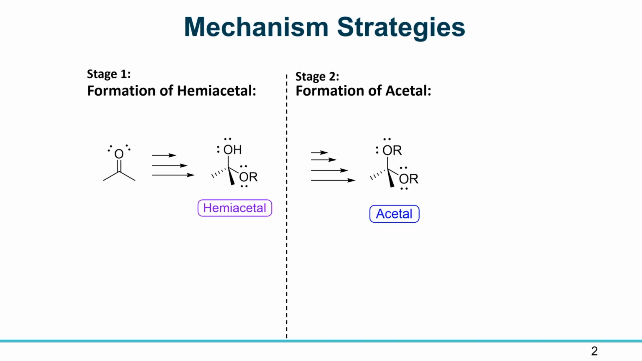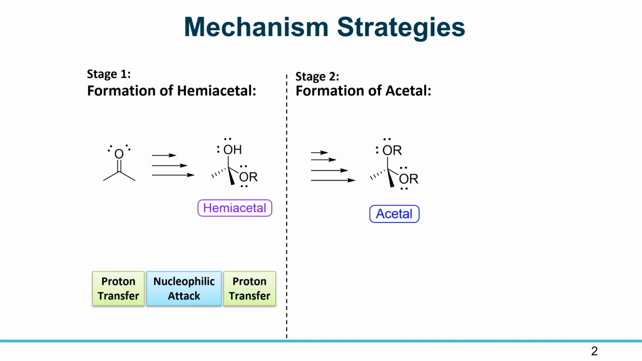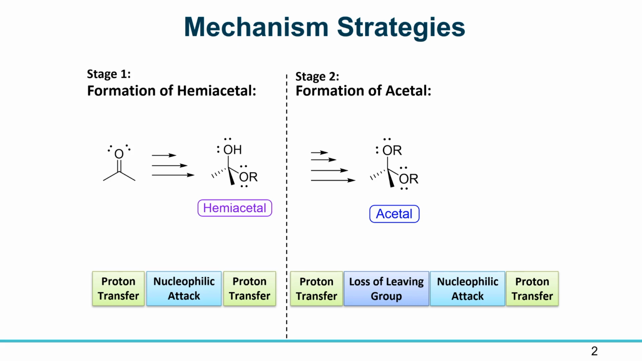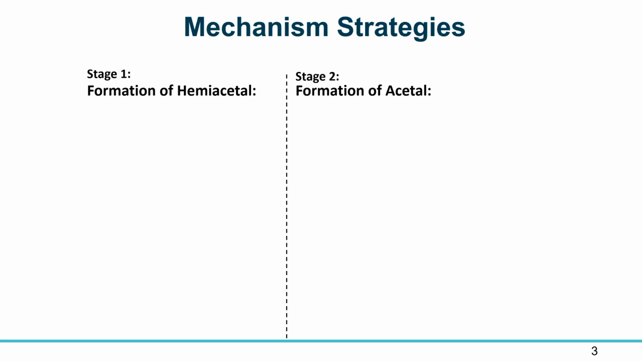Within each of these smaller stages, you can then remember the mechanism by the fundamental reaction step patterns, which you are already familiar with. For example, in stage 1, formation of the hemiacetal, the steps are proton transfer, nucleophilic attack, and then a second proton transfer. For stage 2, formation of the acetal, the steps are proton transfer, loss of leaving group, nucleophilic attack, and then a final proton transfer.